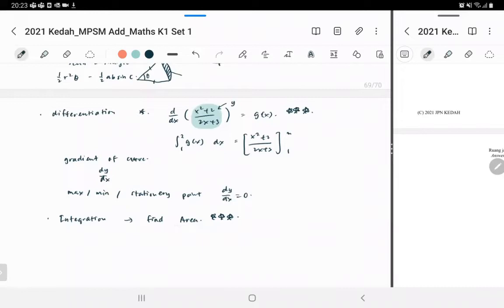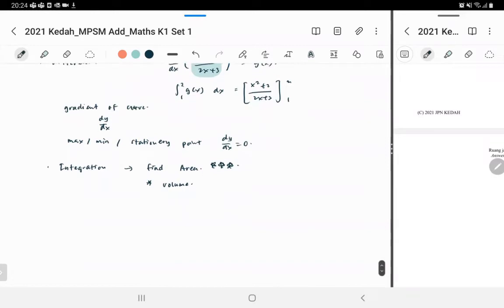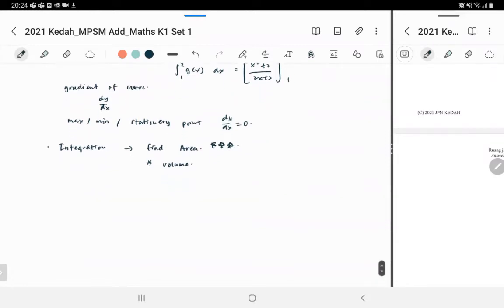If you know how to find the area, please learn also how to find the volume. The volume generated when the graph turns 360 degrees around the x-axis or around the y-axis, the part. Okay, so integration, finding the area and volume, this part, please make sure you know how to do. And also, oh yeah, the permutation and combination, that chapter.